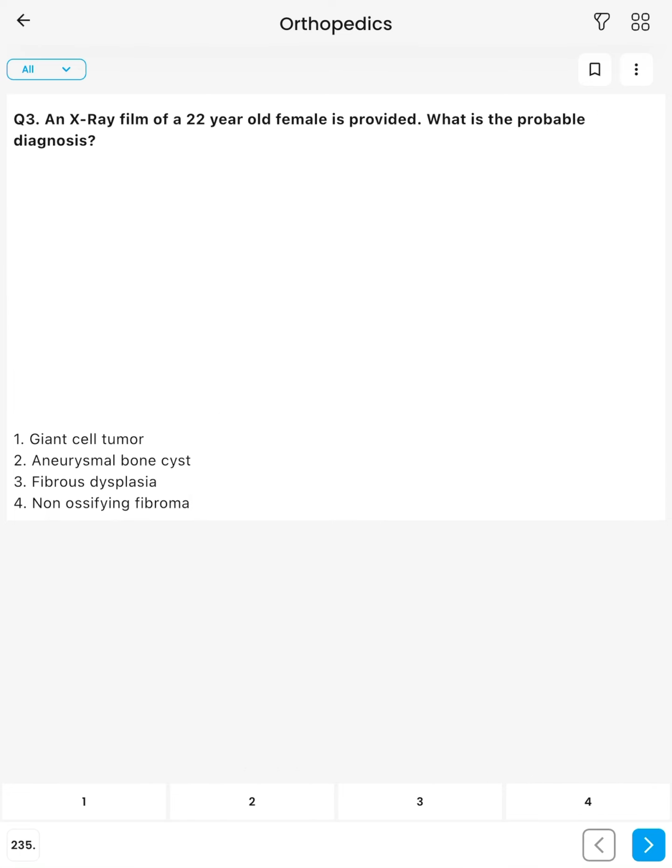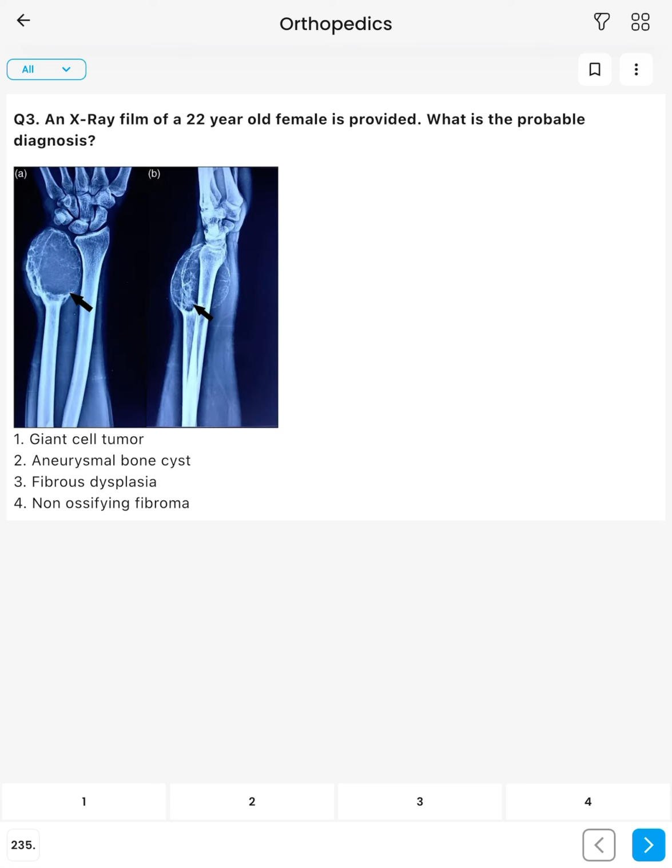X-ray film of a 22-year-old female. See, this is involving the epiphysis. So the clear-cut answer is GCT.